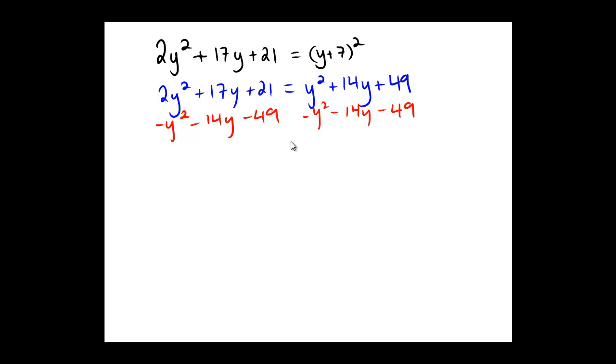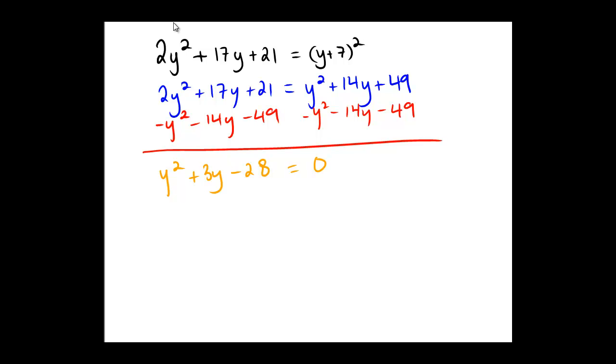Okay, so if we do this correctly, on the left-hand side we have 2y squared minus y squared, which is just y squared. 17 minus 14 would be positive 3, or plus 3y. 21 minus 49 would be a negative 28, because the 49 wins that battle. And because of our choices, all we have left on that side is equals 0.